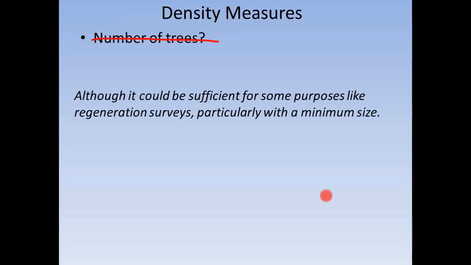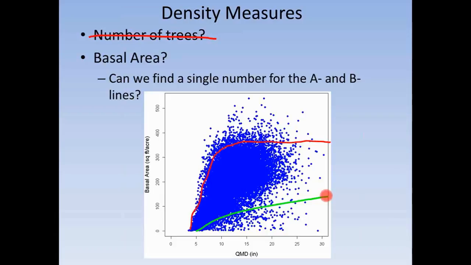Except there's certain cases where number of trees is adequate for a stocking level. There's regeneration surveys, again, where we might say, hey, if there's 2 trees per plot, for example, that are above the minimum size, that plot is stocked. So we know just based on number of trees in this sort of narrow situation that we can decide what's understocked and what's well stocked. And I just want to bring this up because there's certain applications where very simple measures of density are adequate.